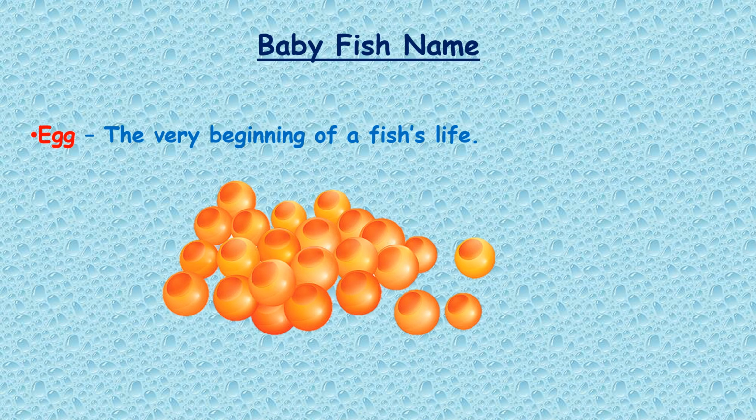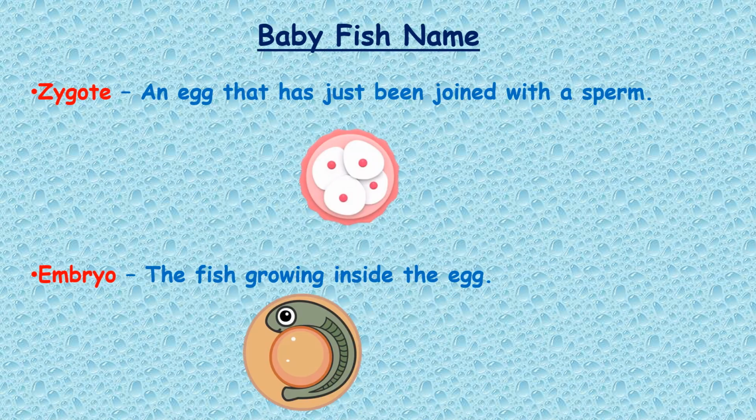The first stage in the life cycle is the egg. That is the very beginning of a fish's life. The next part is the zygote. A zygote is an egg that has been joined with a sperm.